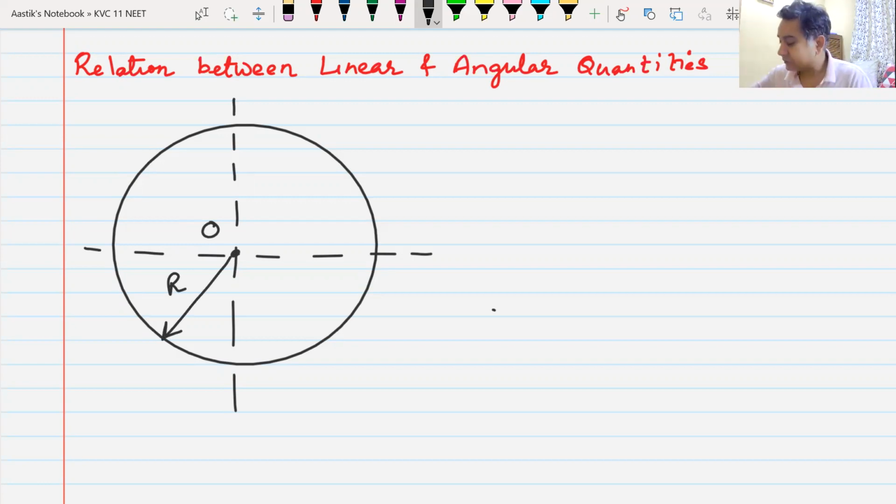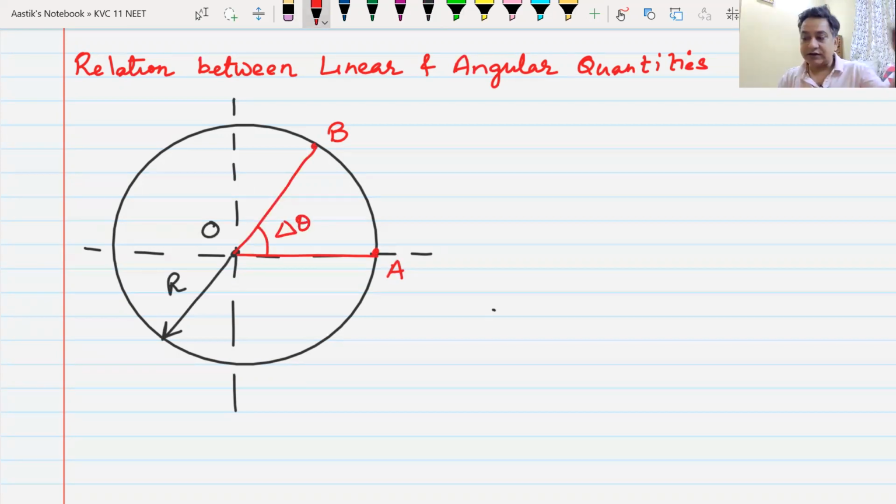Now, if the body moves from point A to point B, from point A to point B, this is the angular displacement. Yes or no? Do we understand this? The body was at point A, now it is at point B. This is the angular displacement. Do we understand this?